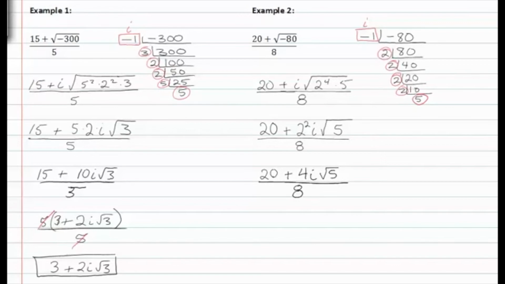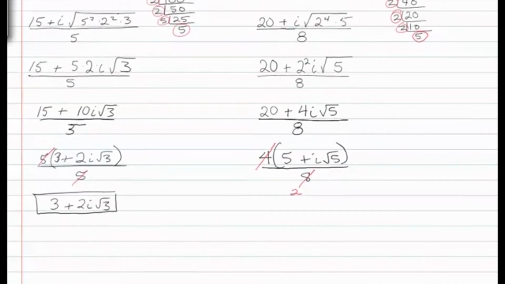Now I'm going to pull out the common factor in the numerator so I can reduce my fraction. The common factor is 4, and I get 5 plus i root 5 over 8. I can reduce a 4 out of the numerator and the denominator now, and I'm left with 2 in the denominator. I can now rewrite my final simplification as 5 plus i root 5 over 2.